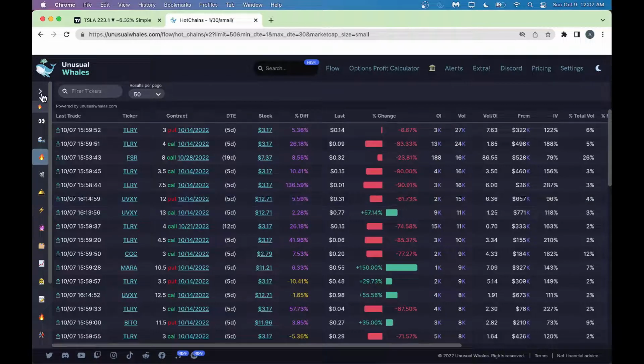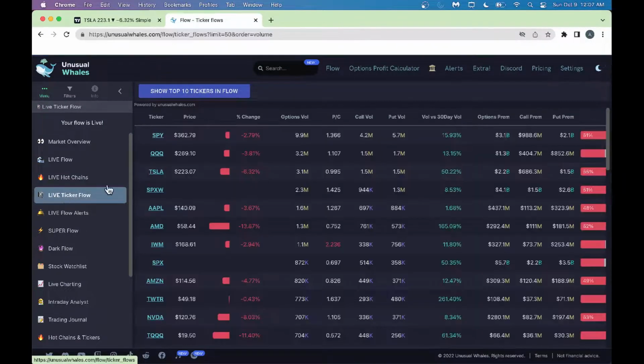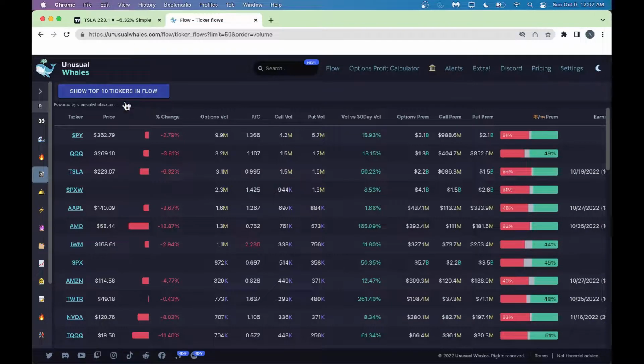All right, so let's jump into the next one and go into the live ticker flow. We looked at the live flow before, and now we are looking at live ticker flow. As you can see here, this tells you the top 10 tickers in the flow. We got a few things going on here. Let's collapse this. It gives you some more information. Look, we got SPY, which is the S&P 500 ETF.